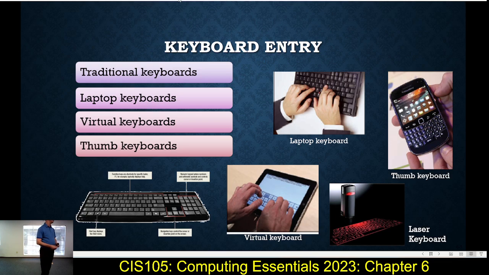Laptop keyboards are traditionally smaller than traditional keyboards. Some of you might argue that, because you'll say, well, I've got a 17-inch laptop with all the keys. Okay, well maybe you do. Virtual keyboards, as I said, are found on phones and tablets, and the thumb keyboard is what we used to find on BlackBerry devices. There are also infrared laser keyboards that you can plug in through USB on your computers, and it will display an infrared keyboard onto the surface.